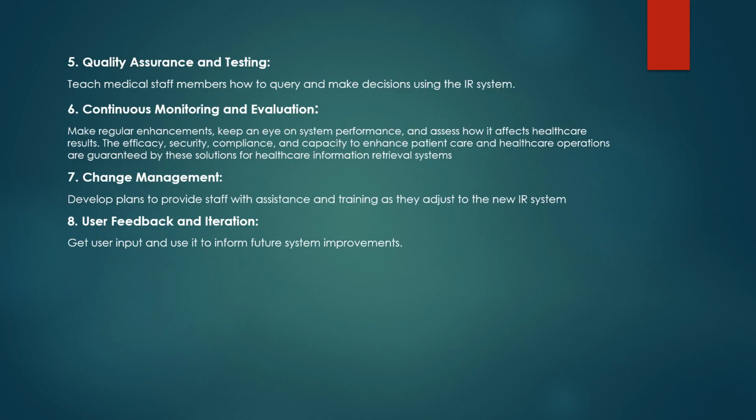The next is quality assurance and testing. Rigorous testing is crucial to ensure the IR system functions as intended. This includes unit testing, which is testing individual components, and integration testing, which checks how different parts work together. Next is user acceptance testing, which ensures it meets user requirements. Quality assurance also involves identifying and rectifying any bugs or issues.